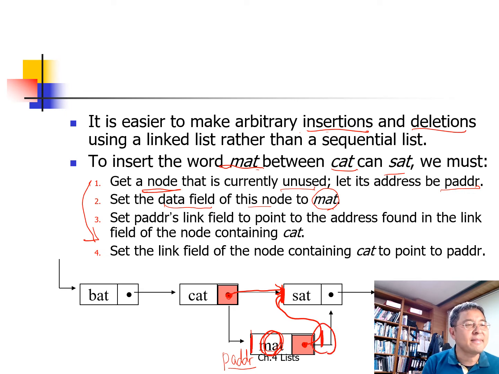And then set the link field of the node containing cat to point to the P address. Yes, this one. This will be moved to this memory space instead of this one. Okay, so this step is 2.